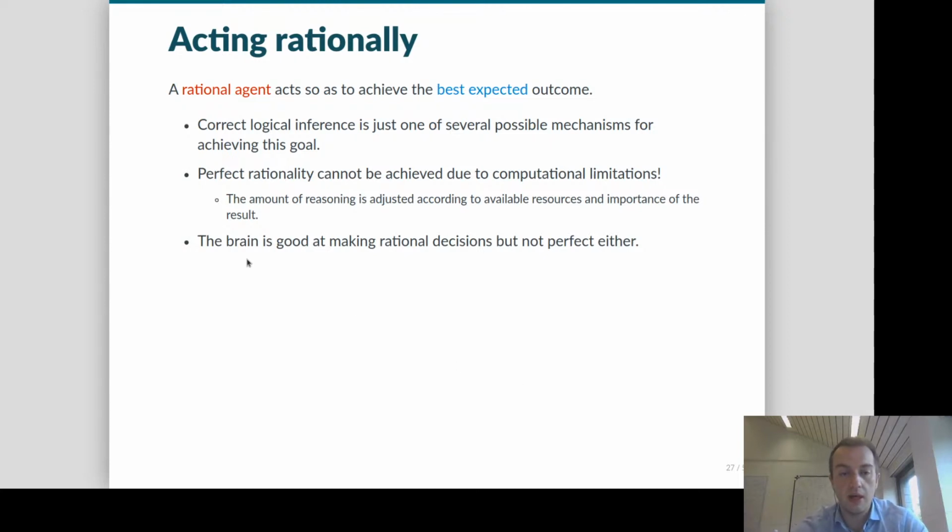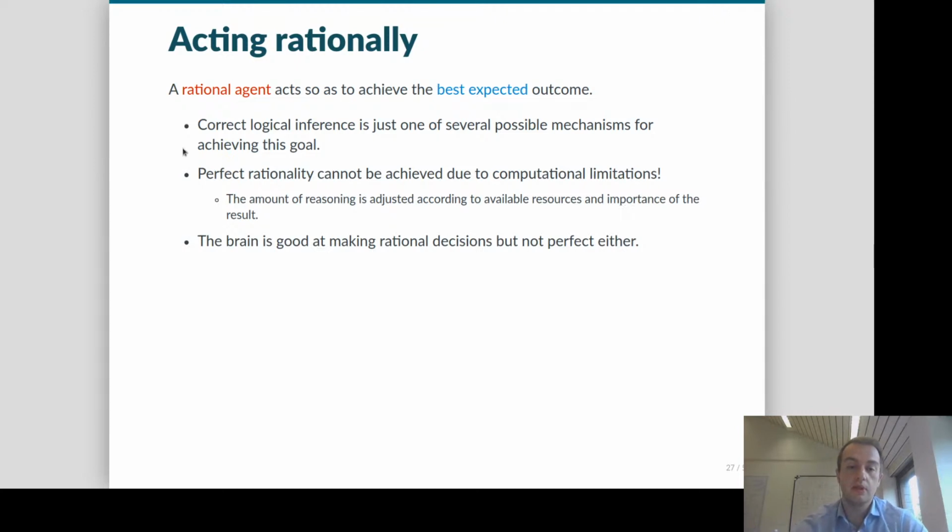And as I was saying, perfect rationality usually cannot be achieved because you have computational limitations. The budget that you have to make a decision is limited. So that means the amount of reasoning that you put in when you make a decision should be adjusted according to the available resources that you have, and of course to the importance of the result of your action.